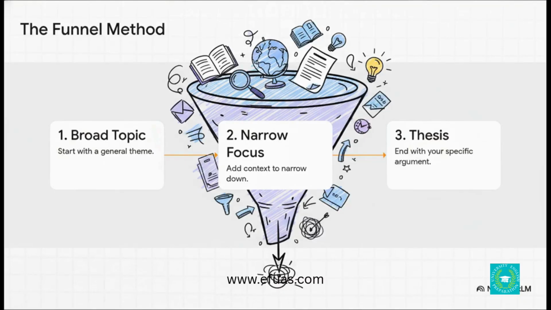First, you start with a broad statement. This just introduces your general topic. Second, you add another sentence that gives a little context, and that starts to narrow the focus. And finally, step 3, you land on your thesis statement. That's the specific argument you're going to prove in the rest of your essay.